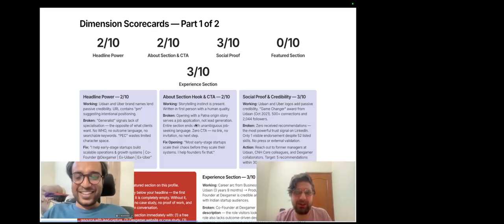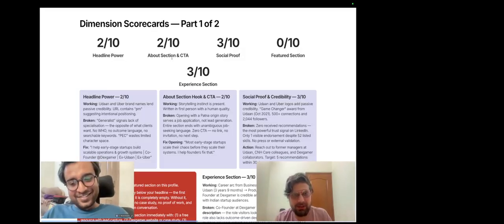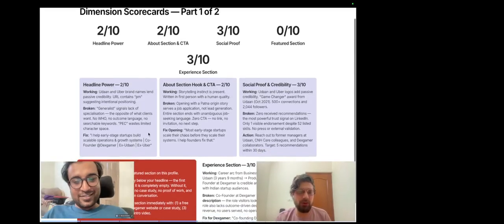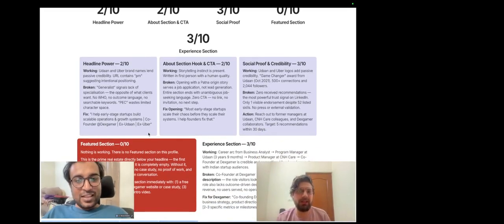So as not to get overwhelmed, I think your headline gets 2 points, your about section has 2 points, social proof 3, and the featured section, which is understandable. Let's go into a little more detail on how deep this goes. My experience section is 3 out of 10. Let's understand why that is. I think it's catching the right thing.